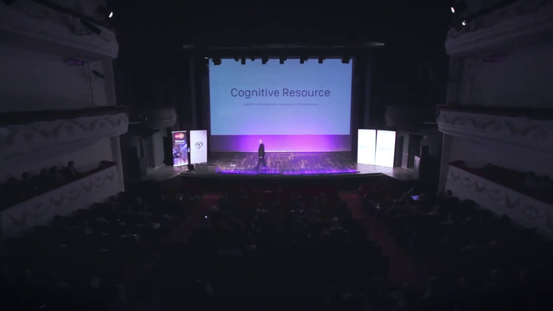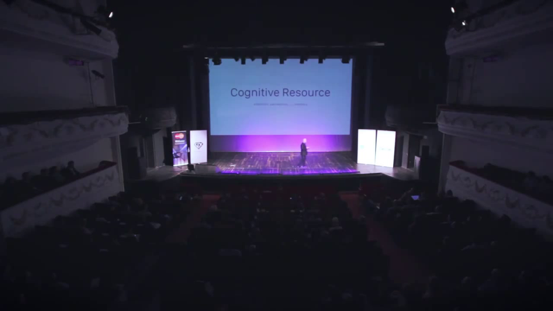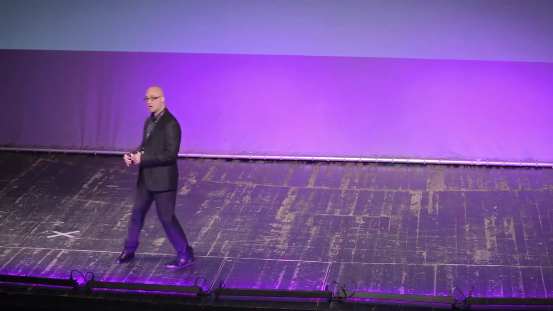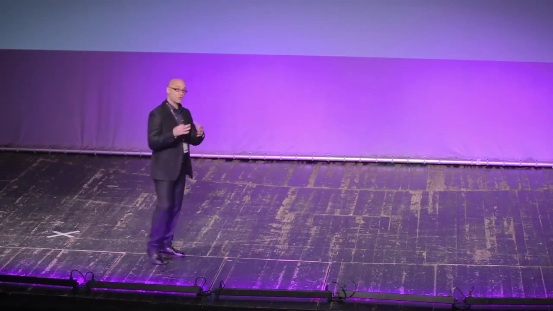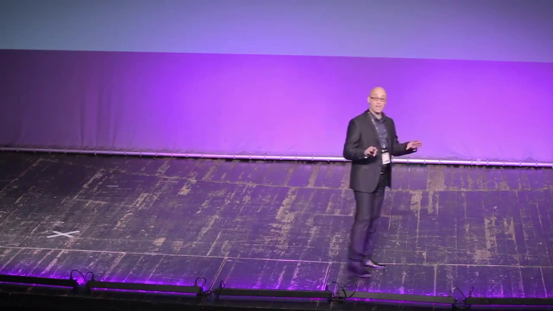the user has something called cognitive resources. Examples of cognitive resources are attention, perception, memory, among others, like categorization, for example. So these are all the things that the user uses when he interacts with your application. Without resources, there is nothing.